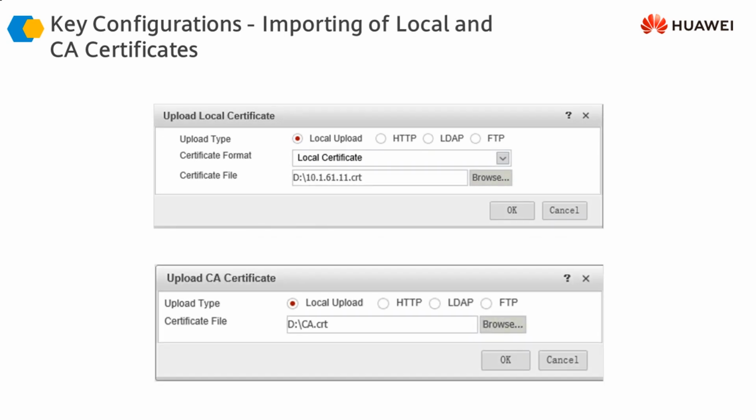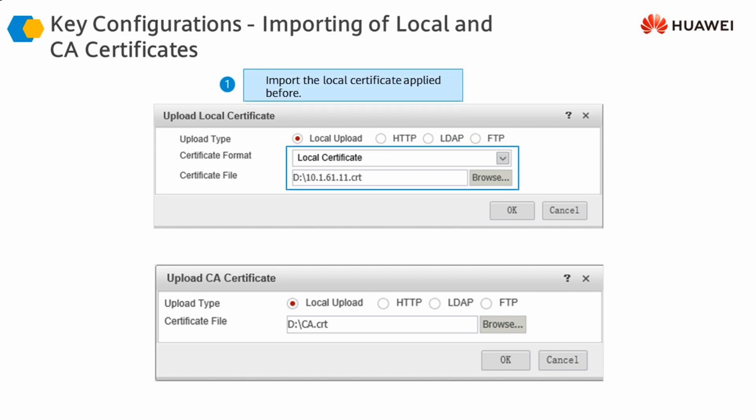Once these certificates have been created, they are going to be used by IPsec for authenticating the other side. So we have to configure the local certificate. We have to upload the local certificate. Now those certificates have been generated and we have them available with us. We upload those certificates to the firewall.